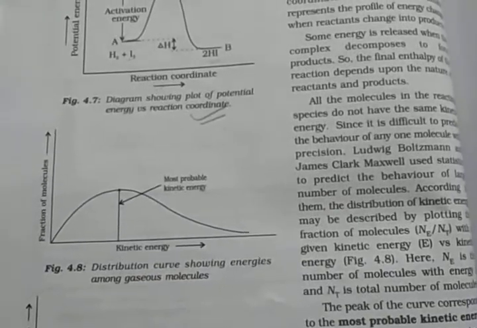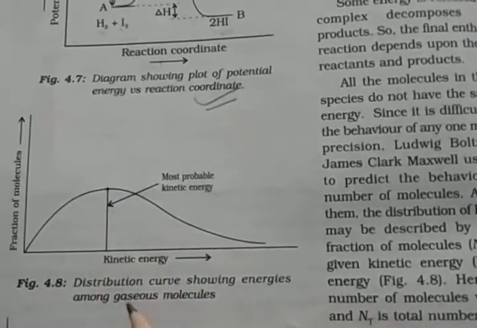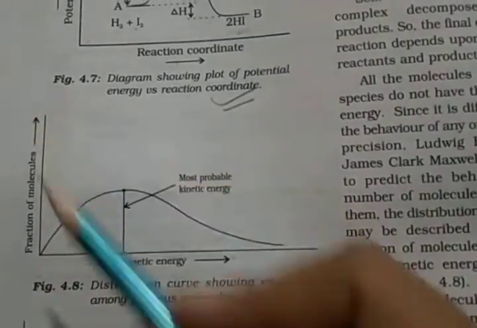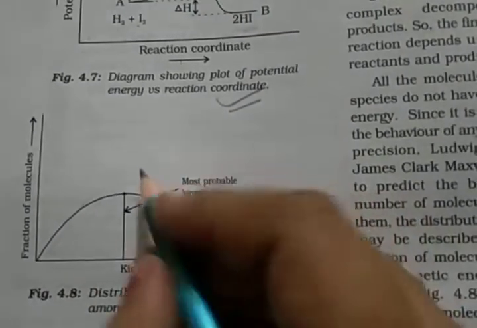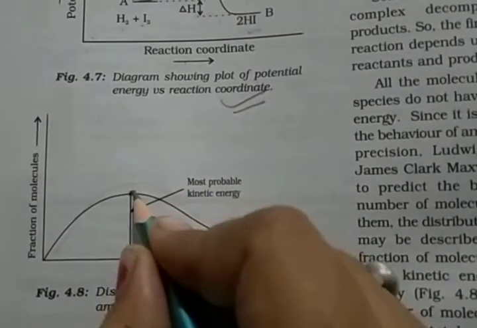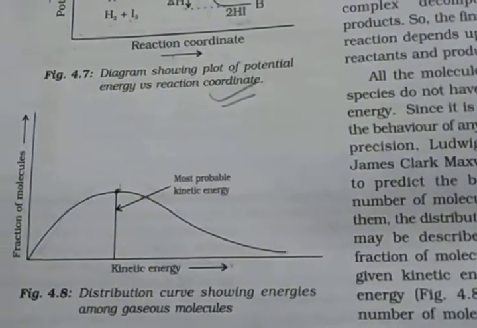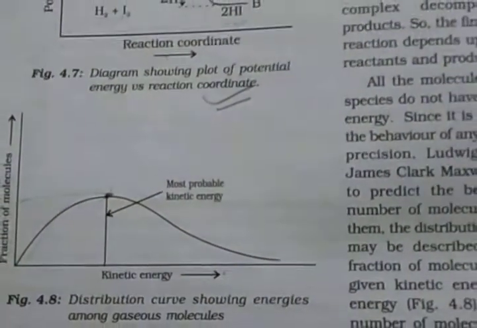Then the next graph shows the distribution curve showing energy among gas molecules. Here is kinetic energy and here the fraction of molecules. In this graph, the highest point means the most probable kinetic energy, and here is the highest fraction of the molecules.